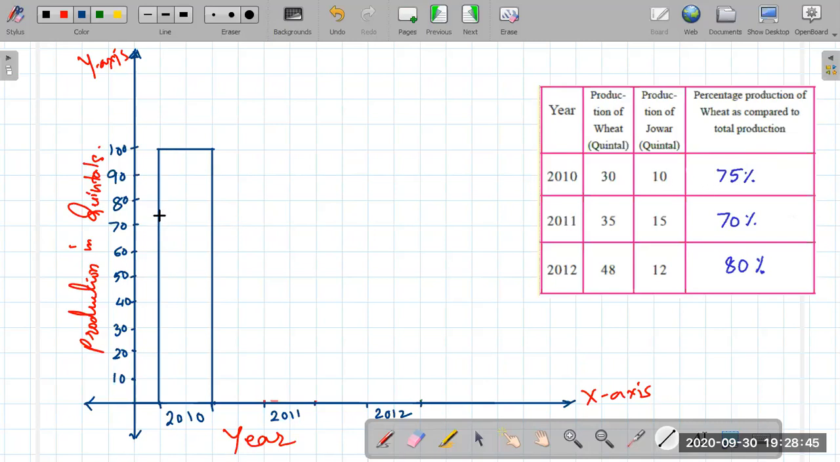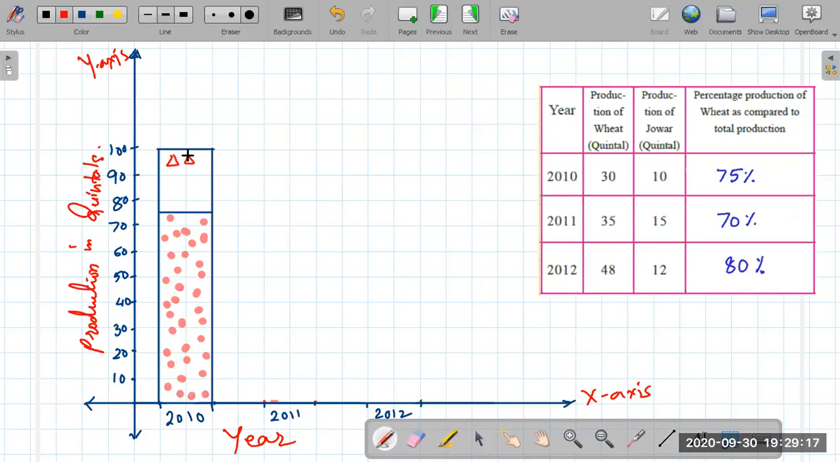Where should I mark 75%? It would be between 70 and 80. So there I mark 75% like that. And the lower part is for wheat, the upper part is for jawar. So again we stick to a similar pattern, that is, we are going to make a pattern of this style for wheat, and we will be drawing some triangles for jawar.